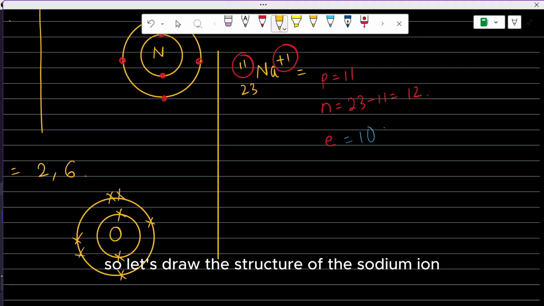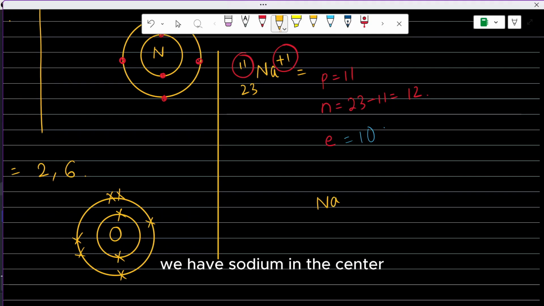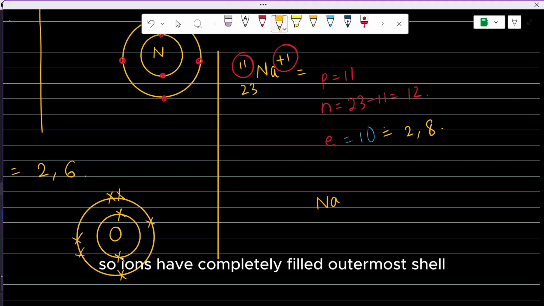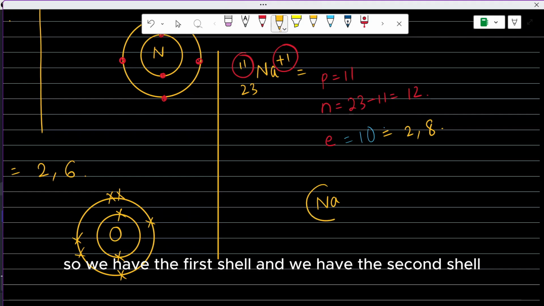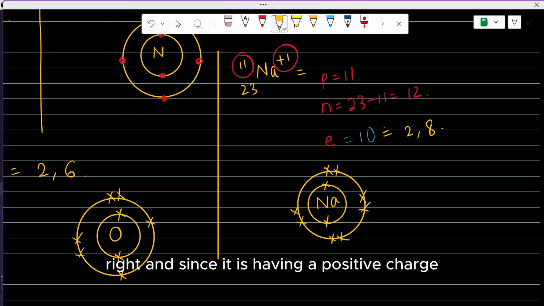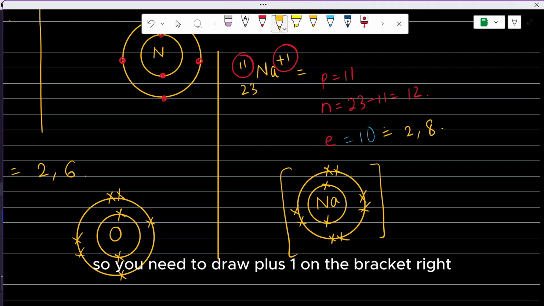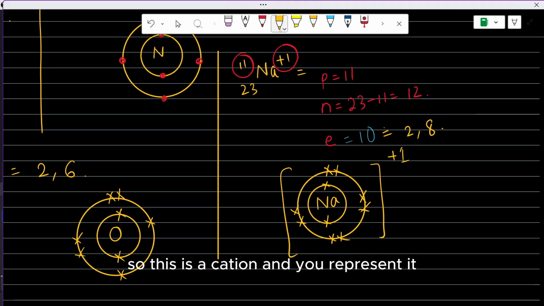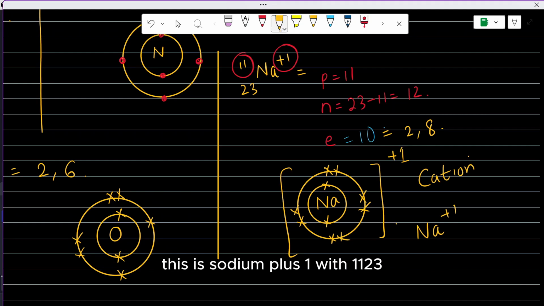So let's draw the structure of the sodium ion. We have sodium in the center, and we have to arrange these 10 electrons. The first shell can have 2, and the second can have a maximum of 8. So ions have a completely filled outermost shell. Okay, so we have the first shell, and we have the second shell. The first shell can have a maximum of 2, and the second can have a maximum of 8 electrons. Right, and since it has a positive charge, you need to draw +1 on the bracket. Right, and since positive ions are called cations, this is a cation, and you represent it as sodium +1 with 11 and 23.